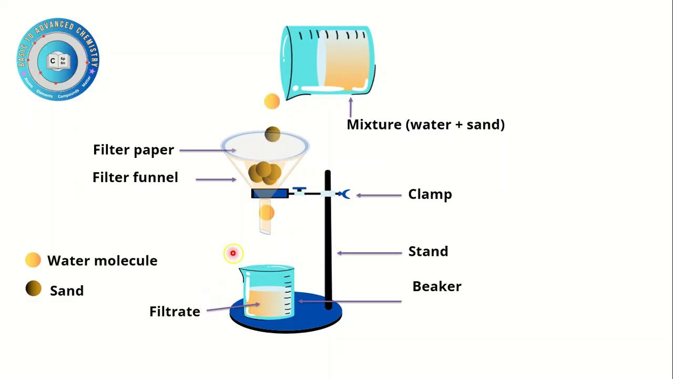The one with higher particle size is trapped on the filter paper like this one. So filtration technique is used to separate sand from water based on the principle of particle size difference. So the component with smaller particle size passes through filter paper and is collected into this beaker, and the component with higher particle size is left or trapped by filter paper. In this way, these two components are separated.